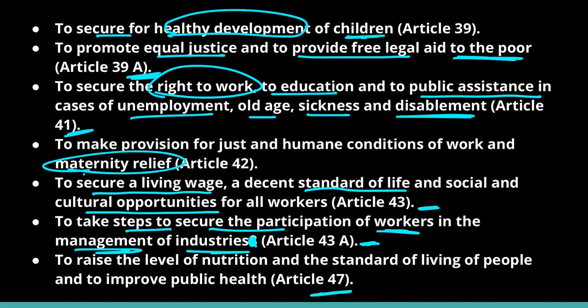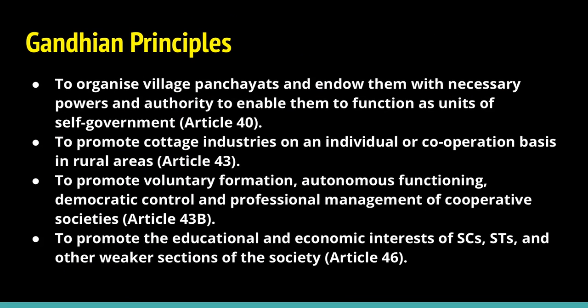And according to Article 47, it directs the states to raise the level of nutrition and the standard of living of the people and also to improve the public health. And these are all the socialistic principles. Now let's discuss the Gandhian principles.